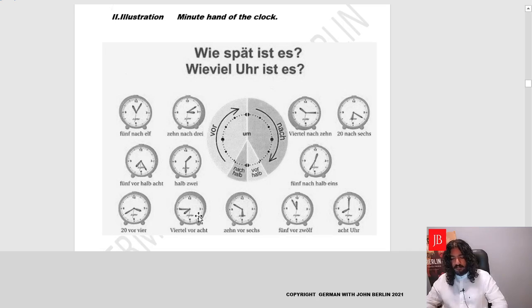Perfect. Here we have quarter to 8. Quarter is Viertel, so Viertel vor 8. Here we have 10 to 6. It'll be 10 vor 6. Then we have 5 minutes to 12, 5 vor 12. Then we have 8 Uhr.